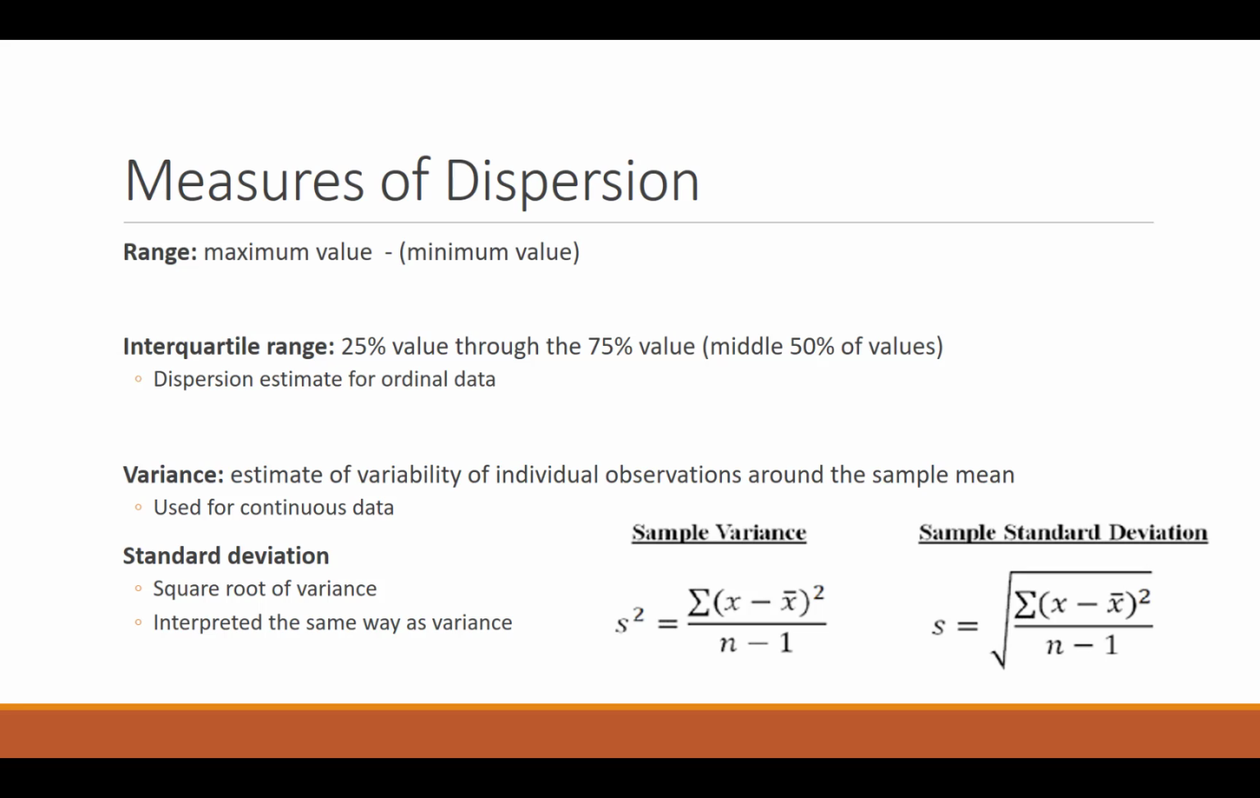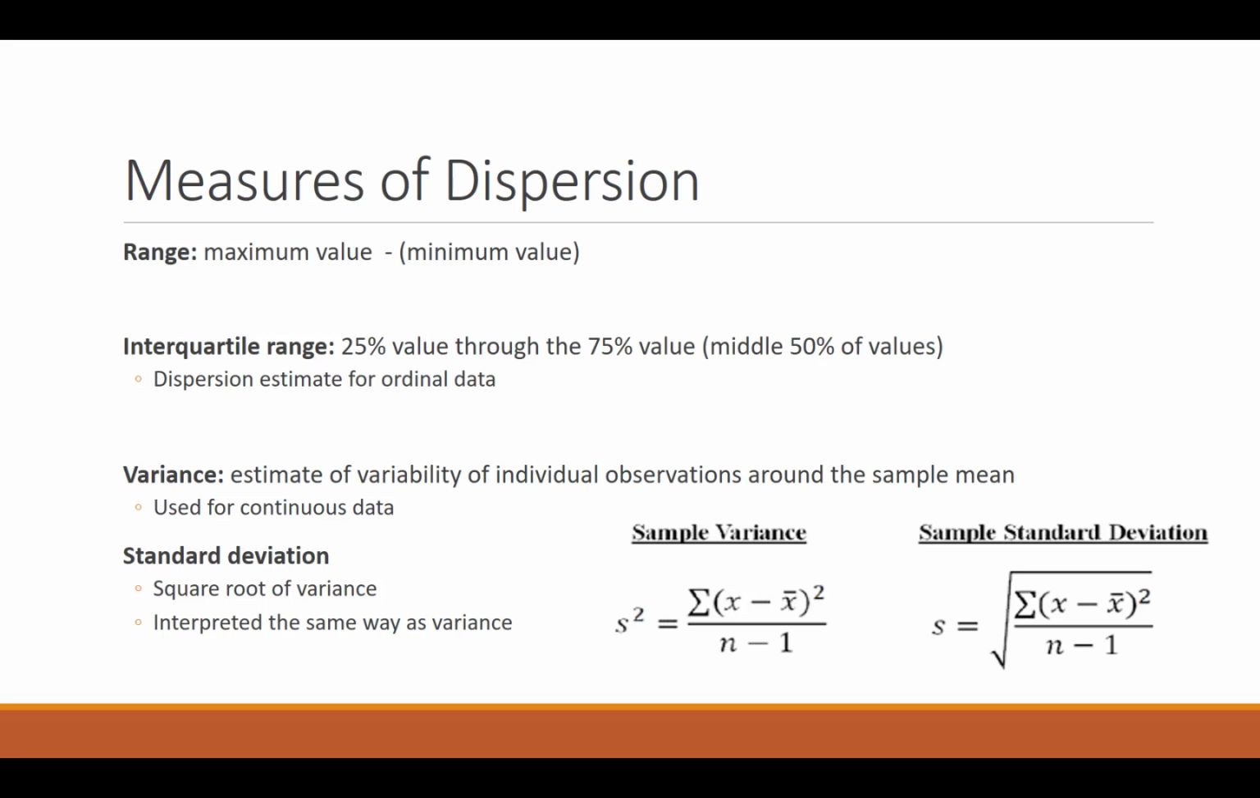So for measures of dispersion, range is probably the most simple to comprehend. It's just the maximum value subtracted from the minimum value. The interquartile range is used for ordinal data. It's typically the 25th percentile value through the 75th percentile value, or the middle 50% of values. Another way to think of that would be the median minus 25%, all the way through the median plus 25%. That's again for ordinal data usually.